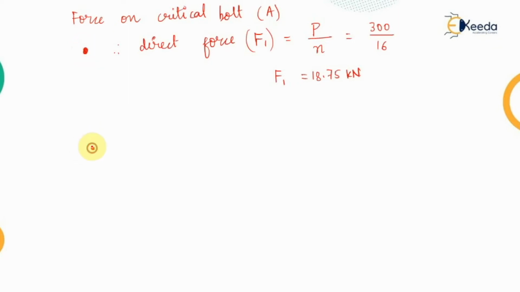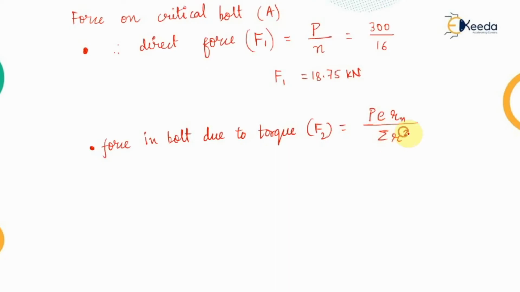Now the second point is the force in the bolt due to torque, and that is denoted by F2. It is given by the formula P into E, that is the moment, into Rn, that is the critical distance, divided by summation of R square. Now corresponding to this summation R square, we need to calculate the R value for each and every bolt.